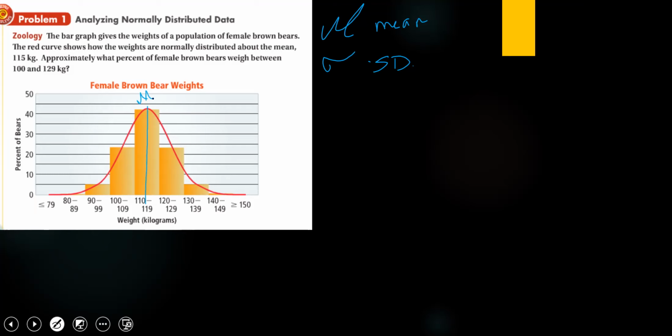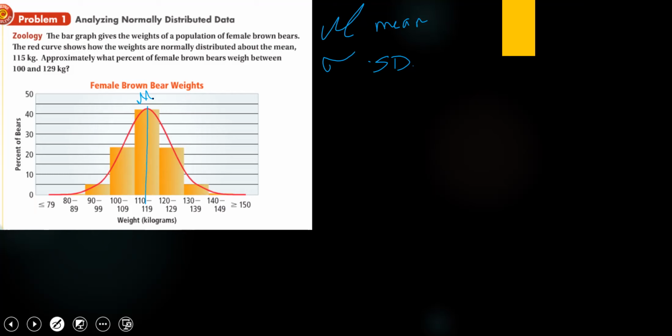Approximately, what percent of female brown bears weigh between 100 and 129? Now, as you see here, I will not tell you what is the probability of weight at 100, or at least 100. That deals with discrete numbers. But here, as I told you, we deal with intervals, with continuous types of data.